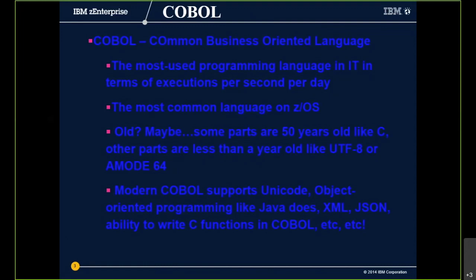Modern COBOL, like from IBM, supports Unicode, object-oriented programming based on the Java model. You can process XML, both parse and generate. You can process JSON. You can write a C function in COBOL. You can write a Java method or define a Java class in COBOL, and Java users of it would have no idea. COBOL can do everything on the mainframe, pretty much, except for some really low-level system programming stuff.